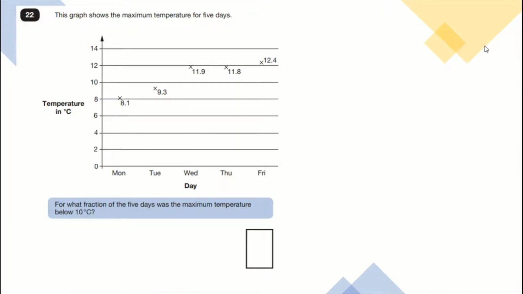Question 22. This graph shows the maximum temperature for 5 days. For what fraction of the 5 days was the maximum temperature below 10 degrees Celsius? So if we draw a line at 10 degrees, we can see that 2 of the days were below this temperature. And there's 5 days in total, so our fraction would be 2 over 5.